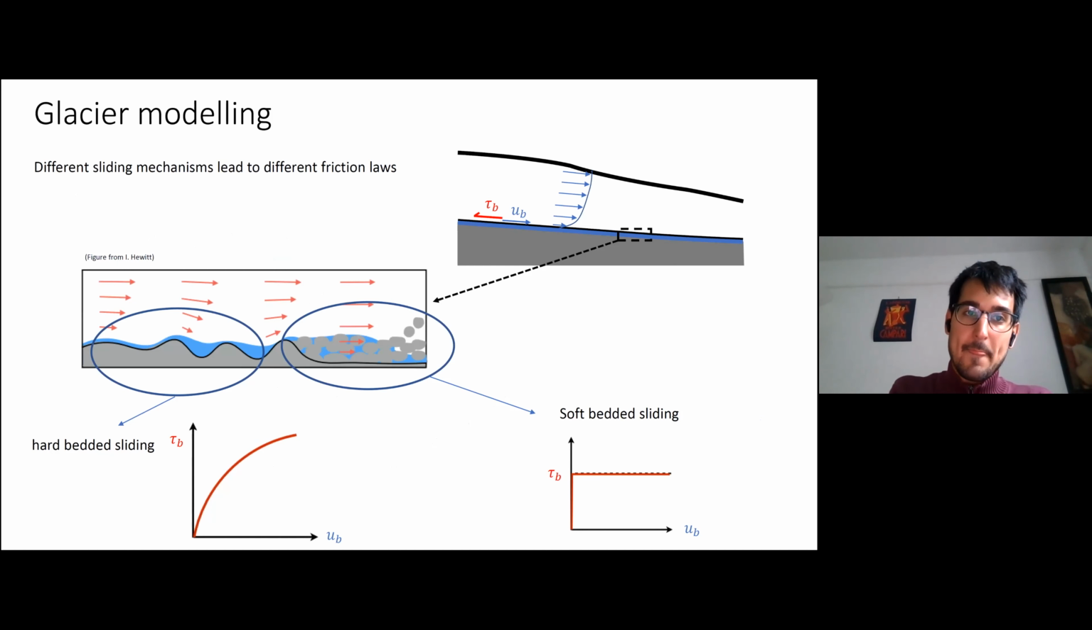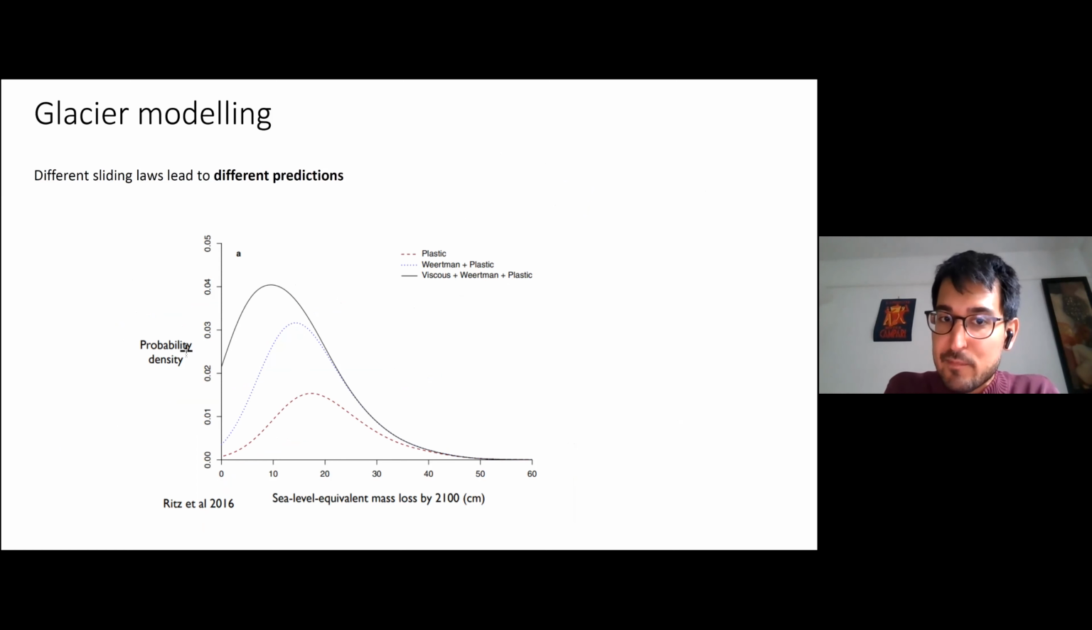And just to show the importance, we can have many different mechanisms occurring at the bedrock. So for example, here in this zoomed in image of this layer in between the ice and bedrock, we see two fundamentally different mechanisms. Ice sliding over till, over this sediment that deforms, and ice sliding over a hard bed. And the fact is that these different mechanisms lead to different sliding laws. And what I want to emphasize with this is that different sliding laws lead to different predictions. So again, another recent paper on sea level rise, showing the probability distribution of what we can expect the sea level equivalent mass loss to be by 2100 from the Antarctic ice sheet. And what we see is basically that we get quite different predictions with different sliding laws. So all of this emphasizes the importance of understanding glacial sliding.